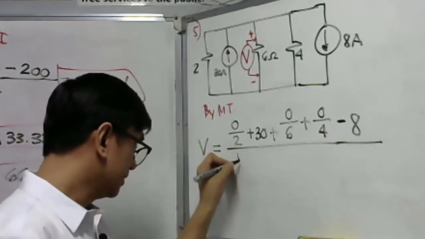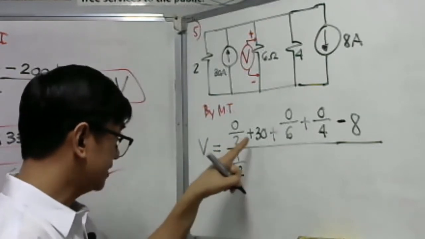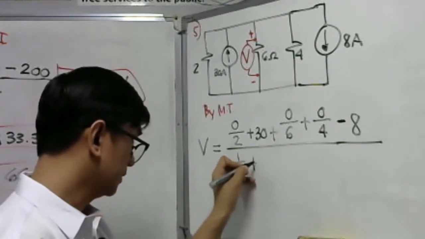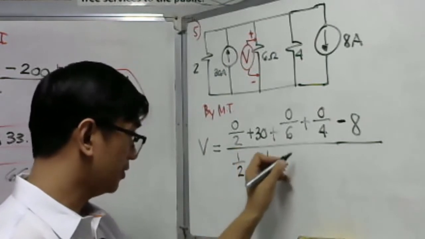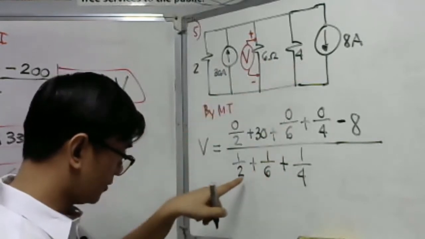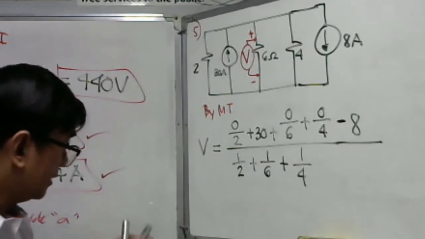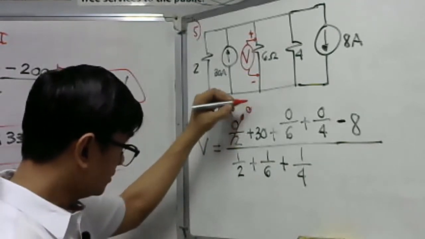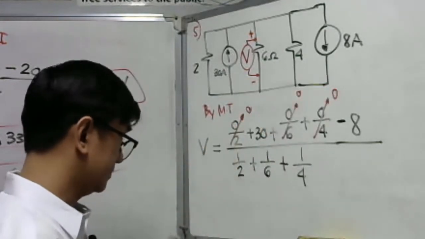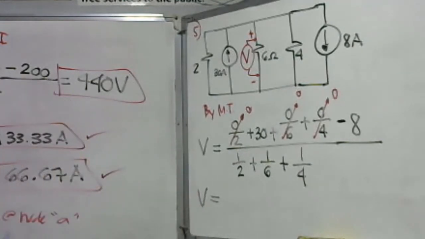What about the summation of conductances? We have 2 here, so that is 1 over 2. This is just a current, do not consider this. We have here the 6 ohms, 1 over 6. Then we have the 4 ohms, 1 over 4. So, this is 1 over 2 plus 1 over 6 plus 1 over 4. Simply, this is just 0, this is also 0, this is also 0. Okay, guys? Let's go straight with our calculator.